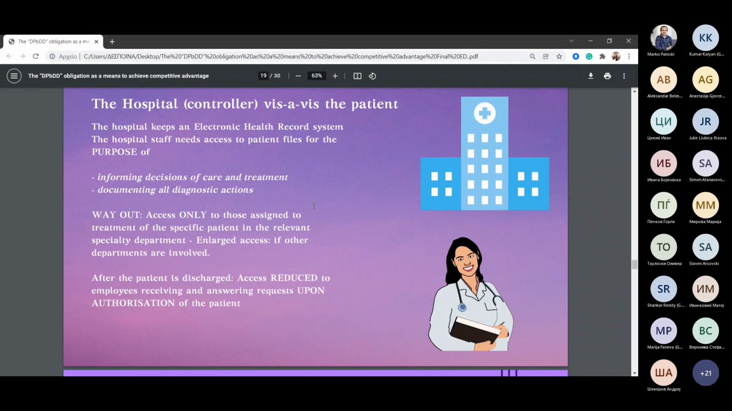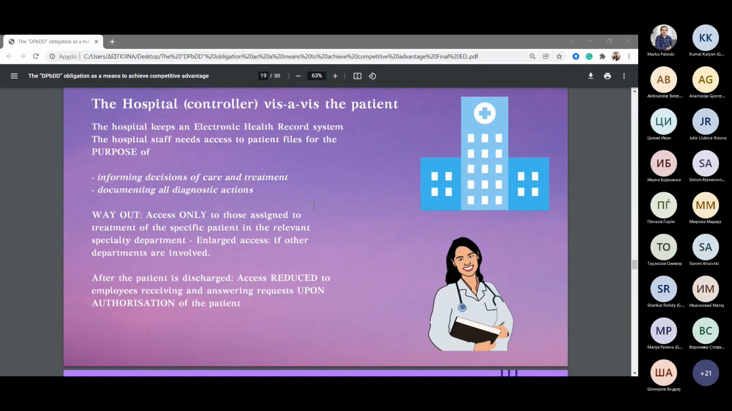And we have another example, the hospital, that is the controller vis-a-vis the patient. The hospital keeps an electronic health record system. The hospital staff needs access to patient files for the purpose of processing. The purpose of processing is informing decisions of care and treatment, documenting all diagnostic actions. And the way out in terms of minimizing the data is to provide access only to those assigned to treatment of the specific patient in the relevant specialty department.